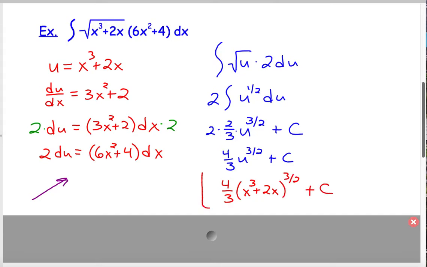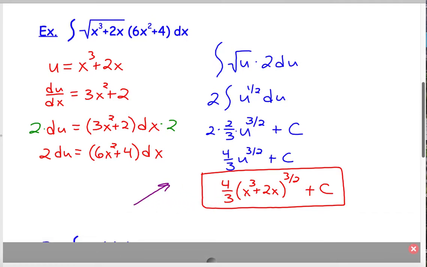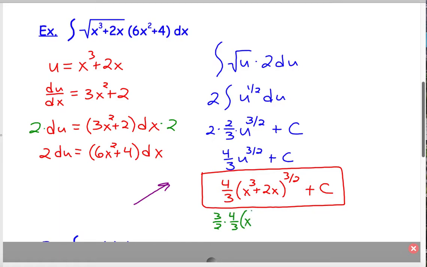And the nice thing about doing integrals is you can always differentiate your answer to make sure that that's the integrand that you started with. So if I did take the derivative of this, I'd do 3/2 times 4/3. Well, let's actually go ahead and write this out to show you that it works. So the derivative is going to be 3/2 times 4/3, and then the power is going to be lowered by 1, so 3/2 minus 1 is 1/2.